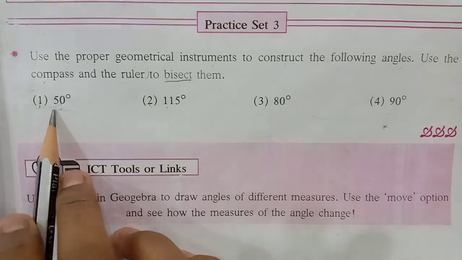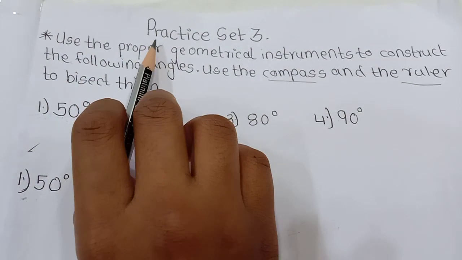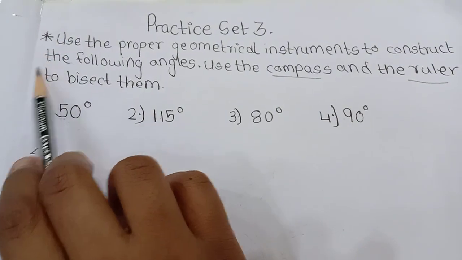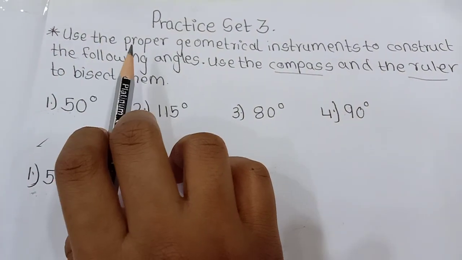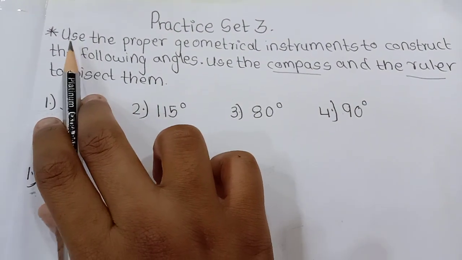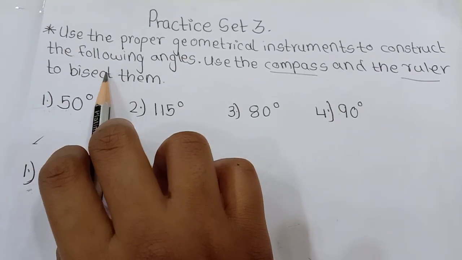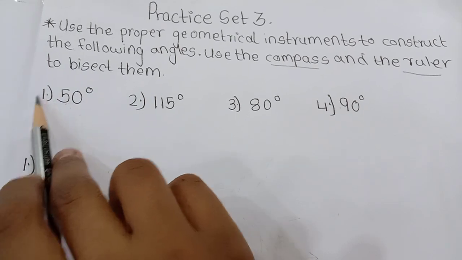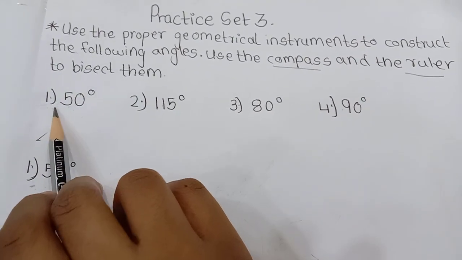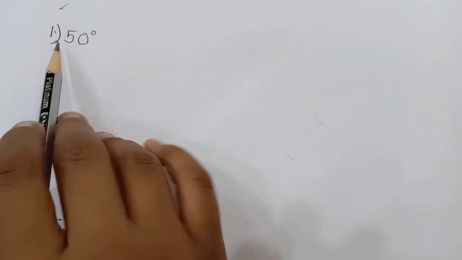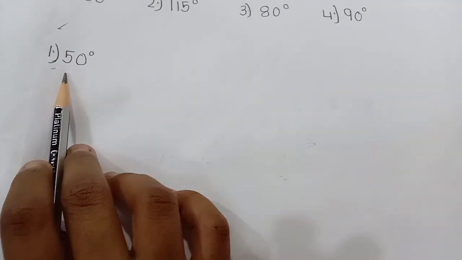So children, according to practice set 3, I have written the question here, and I made you understand it in the textbook behind. I told you the meaning also and explained it. The first one which we are going to do is 50 degrees, so here I have written 50 degrees. Now we will do the first one.